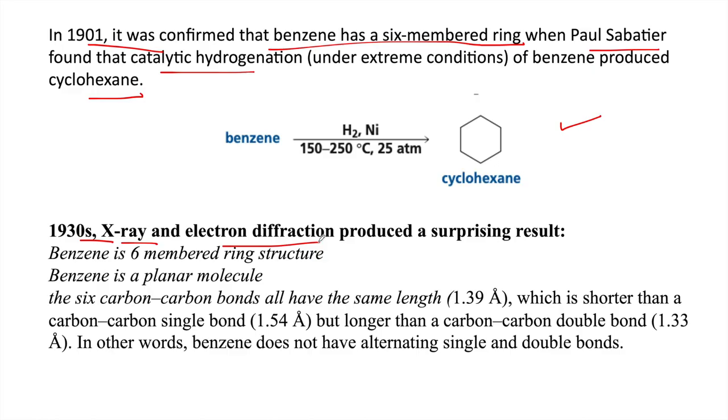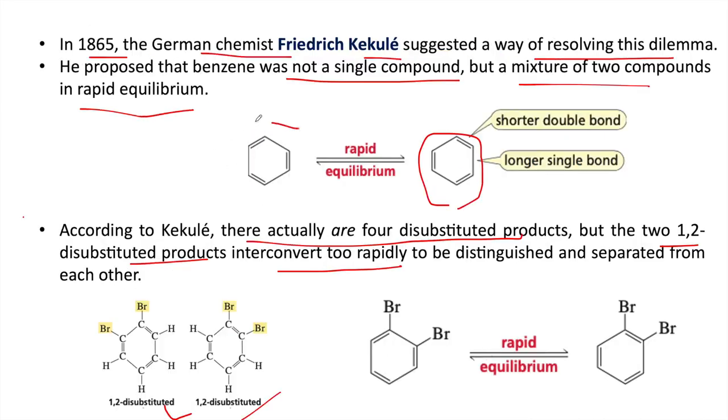According to these two techniques, benzene is a 6-membered ring structure. Benzene is a planar molecule, and it contains 6 carbon-carbon bonds that all have the same length, around 1.39 angstrom, which is shorter than a carbon-carbon single bond, 1.54 angstrom, but longer than a carbon-carbon double bond, 1.33 angstrom. In other words, benzene doesn't have alternating single and double bonds. So earlier the structure of benzene was like that, with alternating double and single bonds.